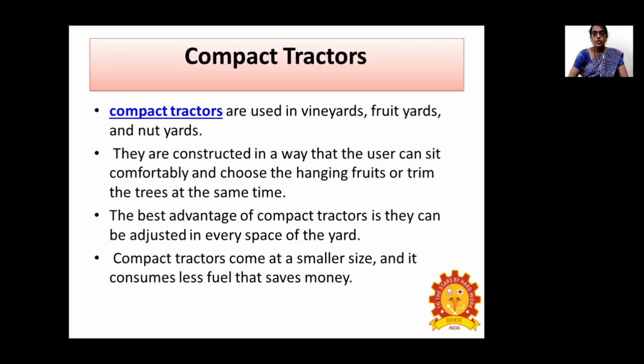Mainly it is used in vineyards, fruit yards, and nut yards. They are constructed in such a way that the user can sit comfortably, and they can pick the hanging fruits, or they can use it to trim the trees. The best advantage of the compact tractor is that it can be adjusted to every space of the yard. So based on the space availability, we can compact these tractors. Compact tractors are very small in size, consume less fuel, and save our money also.